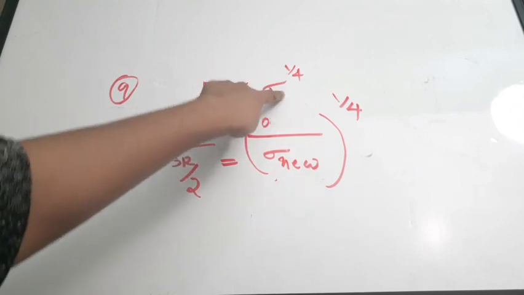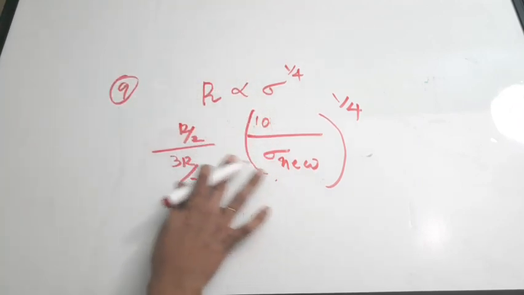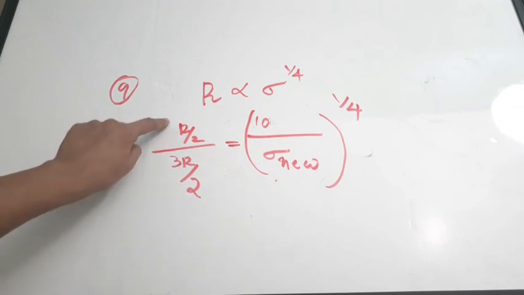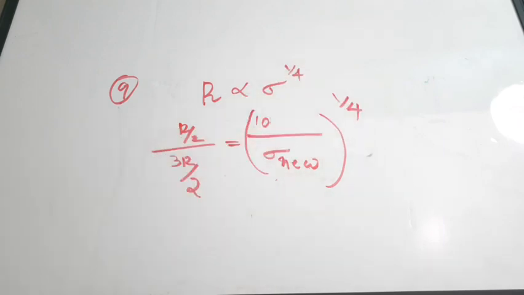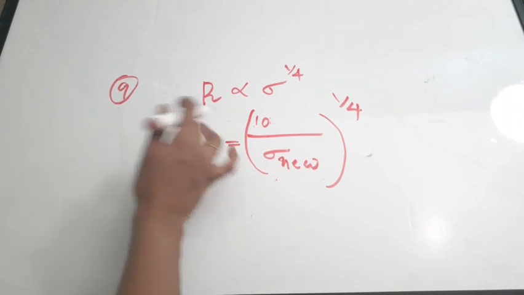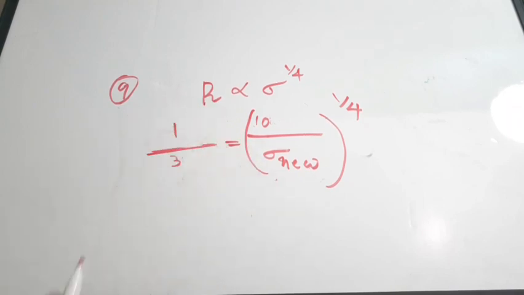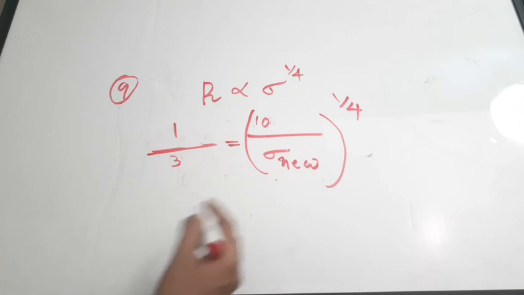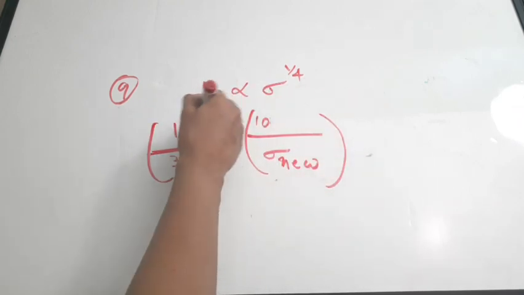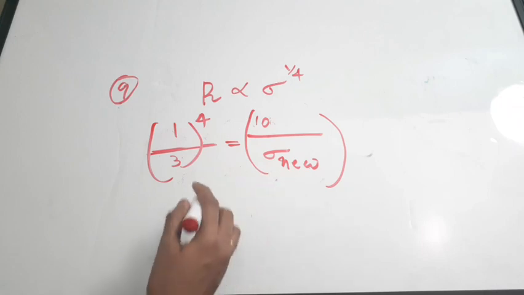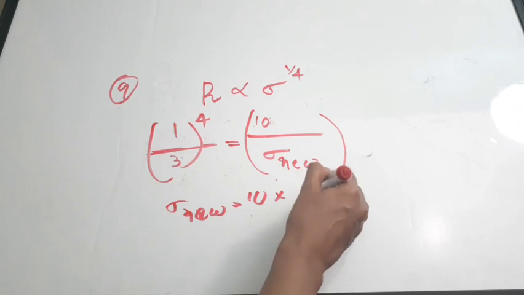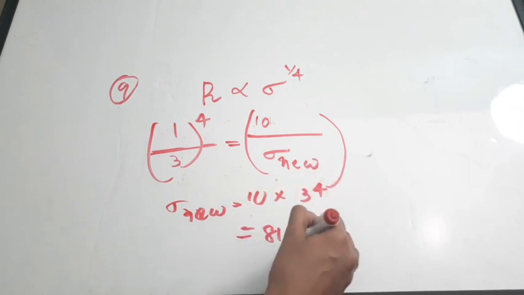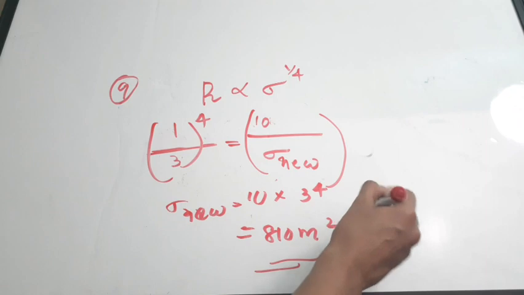The relation is not just equal, it is raised to 1 by 4. See, R proportional to sigma raised to 1 by 4. So if you take the ratio also, the ratio will be R by 2 by 3R by 2 equal to 10 by sigma nu, the whole raised to 1 by 4. You have to follow the relation also. Okay. Now, R by 2 and R by 2 cancel. 1 by 3 equal to 10 by sigma nu, the whole raised to 1 by 4. Again, we are going to take the fourth power and it will be 10 by sigma nu. Now, sigma nu equal to 10 into 3 raised to 4, or it is 810 meters square. Correct answer is option C.